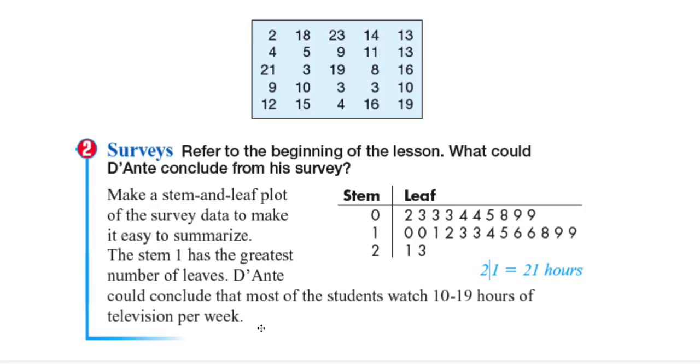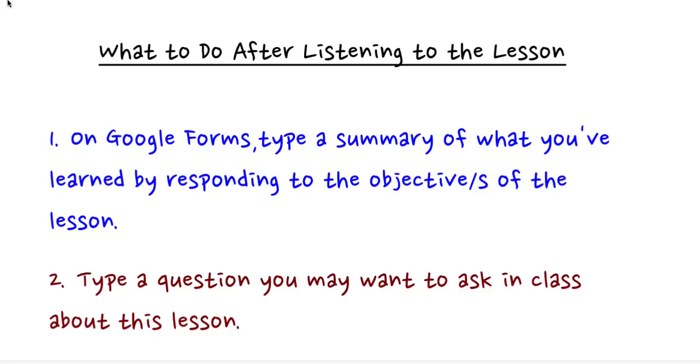Deonte could conclude that most of the students watch 10 to 19 hours of television per week. So organizing this in a stem and leaf plot makes it easier for you to analyze the information that has been given. Okay? Lesson's done.